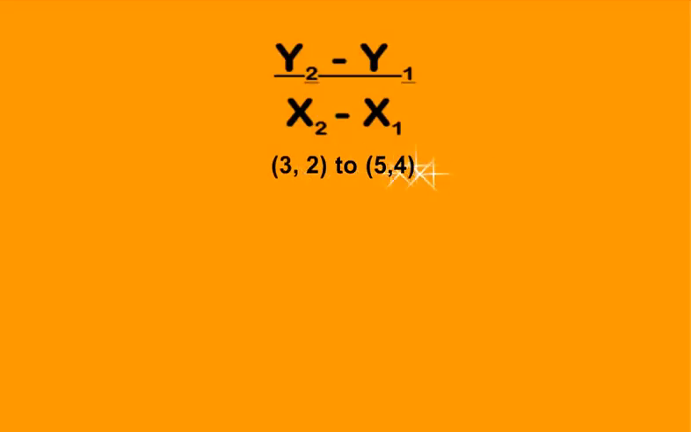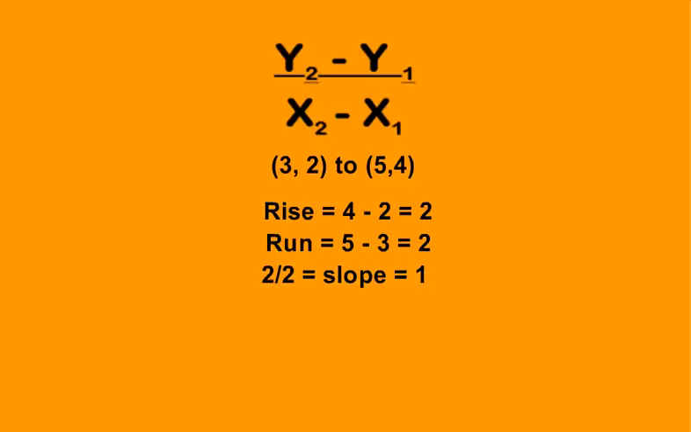Let's look at an example. Let's say that there's a line that extends from the points 3, 2 to 5, 4. What would the slope of that be? Well, we simply look at the numbers. The y points are 2 and 4, so the difference would be 4 minus 2, or 2. The x coordinates are 5 and 3, so 5 minus 3 is 2. Therefore, we have 2 divided by 2, and a slope of 1.